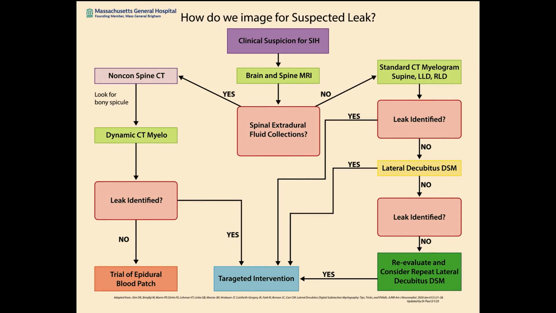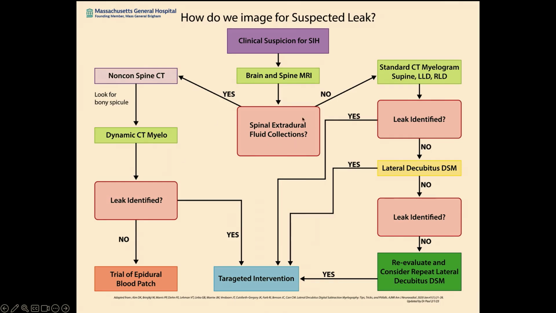So this is our algorithm that we use at MGH for SIH. So a patient with clinically suspected SIH is going to get a brain and total spine MRI. And then if we see a SLEC, we're going to move on to non-contrast CT of the total spine to look for a calcified endplate microspur, and then we're going on to dynamic CT myelography of the spine. If we find a leak, the patient's treated. If not, we might do a trial of an epidural blood patch or repeat the myelogram.